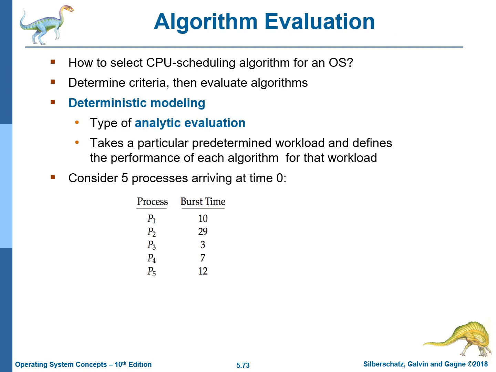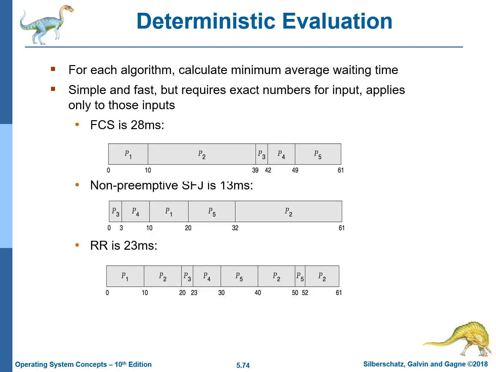So, how do we select a CPU scheduling algorithm for an operating system? Determine the criteria, then evaluate algorithms. Deterministic modeling is a type of analytic evaluation. It takes a particular predetermined workload and defines the performance of each algorithm for that workload. For each algorithm, calculate the minimum average waiting time. It is simple and fast, but requires exact numbers for input and applies only to those inputs.